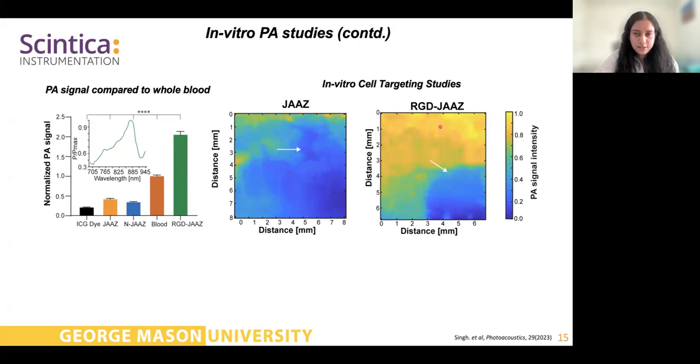Whereas in the case of RGD JAS particles, there is a region that was scraped out to act as a background or a control, but the rest of the regions containing the cells incubated with RGD JAS particles, even after repeated washing, gave a pretty strong signal. That's because we were able to confirm the presence of the RGD molecules, which target the cell integrin.